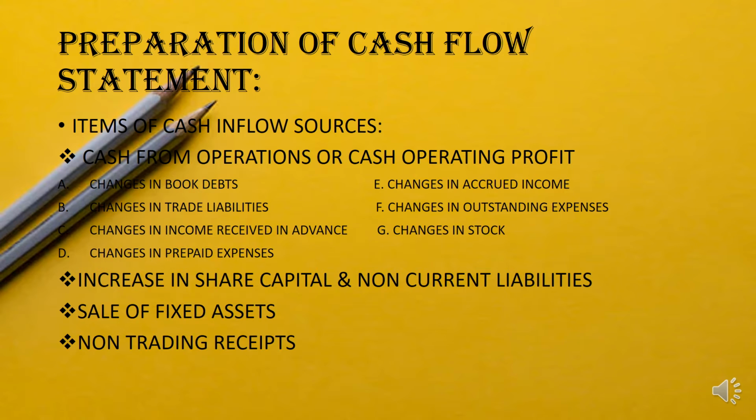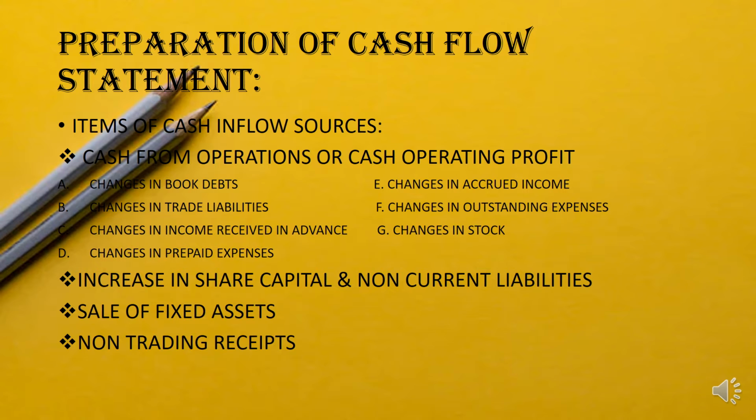Next one is changes in prepaid expenses, which can be expressed as cash from operations is equal to net operating profit plus decrease in prepaid expenses, or minus increase in prepaid expenses. The next one is changes in accrued income, which can be expressed as cash from operations is equal to net operating profit plus decrease in accrued income, or minus increase in accrued income. The next one is outstanding expenses, which can be expressed like cash from operations is equal to net operating profit plus increase in outstanding expenses, or minus decrease in outstanding expenses.